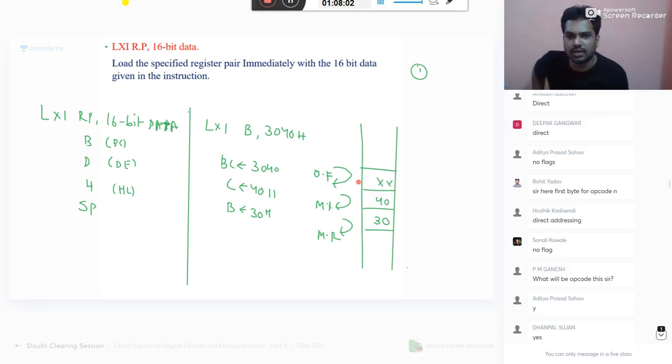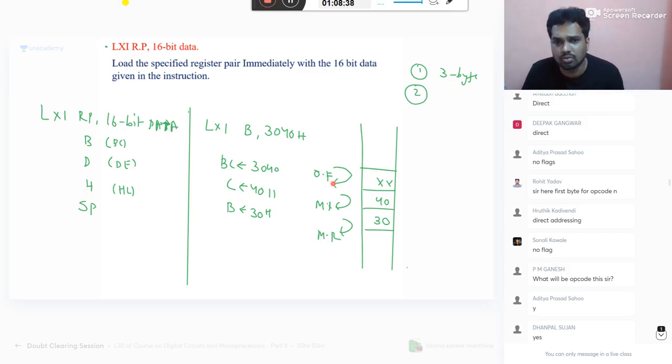How much memory is required here? 3 bytes. See what ADD B will do when we discuss the arithmetic operations. Here I gave ADD B as an example. In that case B is treated as data. It will add the B value to the accumulator. B means 30, so 30 is added to the accumulator. It depends on the next instruction, how you use that number.